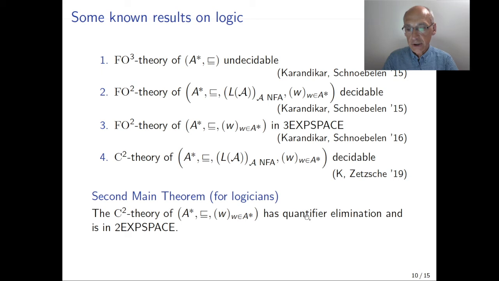Forgetting about quantifier elimination, the C2 theory of the structure without regular predicates is in 2-EXPSPACE. This improves the result number 3 by Kuske and Schwarz in 2 aspects. First, we save one exponent. Our algorithm is exponentially faster, uses less memory, and we add threshold counting quantifiers.